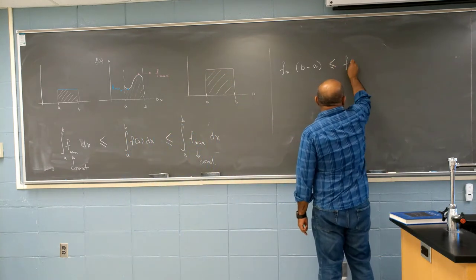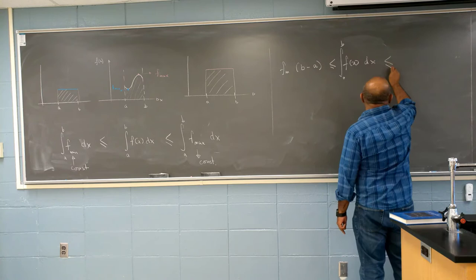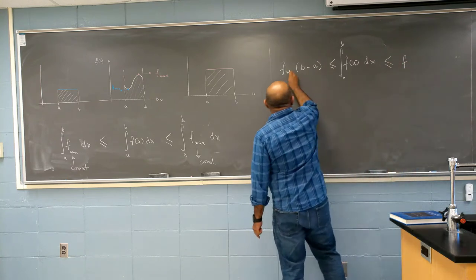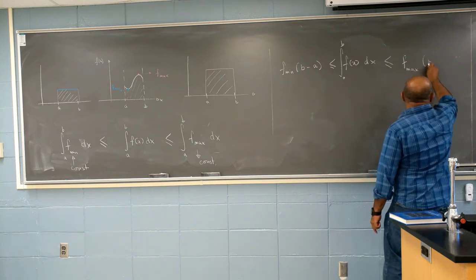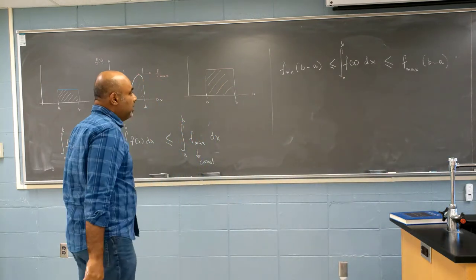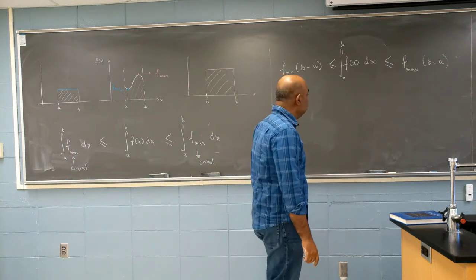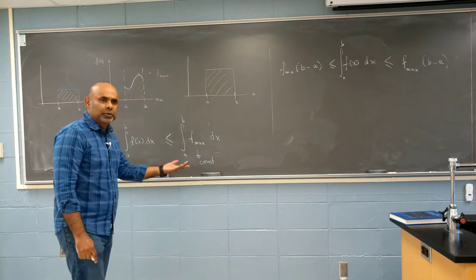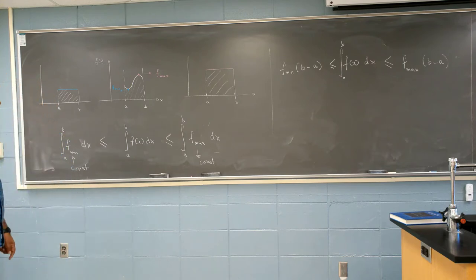Less than or equal to the integral from a to b of f of x dx, less than or equal to f max times b minus a. This is a result we will need. It's very intuitive, but I thought it's much easier if I present this ahead of time. Clear? Yeah? Good.